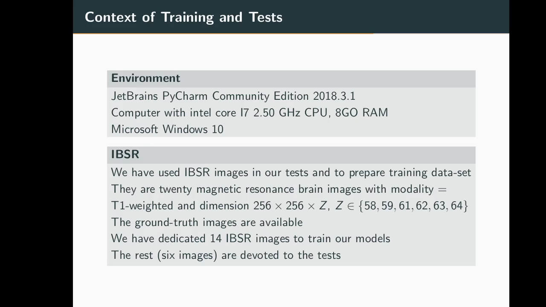In our implementation, we have used Python as a programming language, on an i7 capable computer with Windows 10 as operating system. We have used EBSR images in our tests and also to prepare training datasets. They are 20 3D brain images where the ground truth images are available. We have dedicated 14 EBSR images to train our model. The rest of the images, that means 6 images, are devoted to the tests.